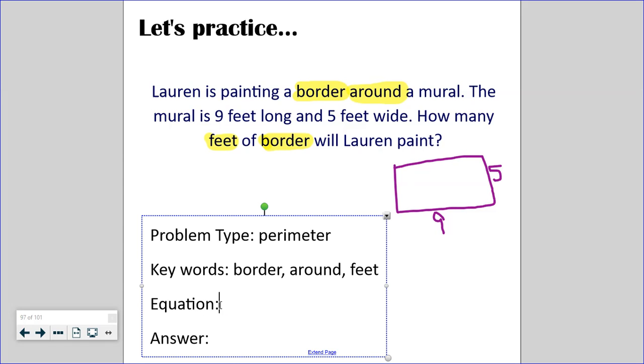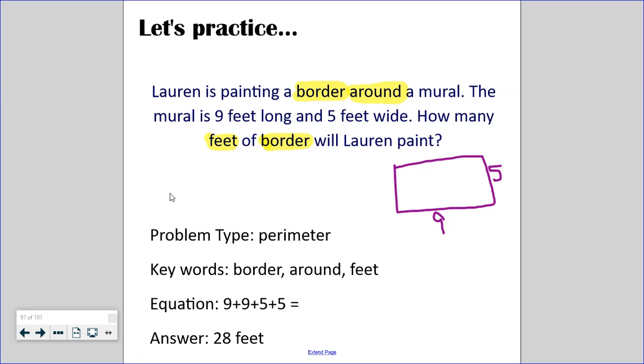Okay, so now that I have my picture, my equation is going to be 9 plus 9, because I know both of those sides are 9, plus 5 plus 5. And that's going to help me figure out the perimeter. So I know that 9 plus 9 is 18, and I know that 5 plus 5 is 10. So I'm going to add 18 plus 10. That would be 28. So the answer is 28, but not just 28. I need to have my units, 28 feet. See, it says feet in the question, so I know it's 28 feet. Okay, that's an example of how you're going to solve these problems today in your practice.